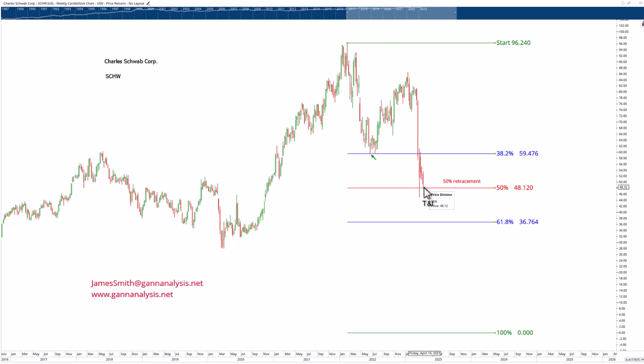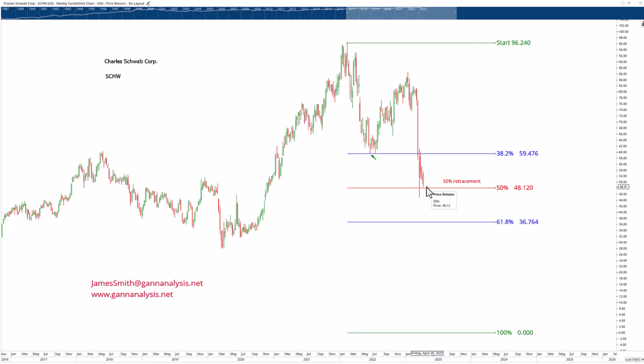Now, you might ask, well, what if it takes it out? If you close the week below it, that would be bad. But we didn't. We actually took it out here intra-week, but we bounced back. We retested it here. This is a possible low for Schwab.